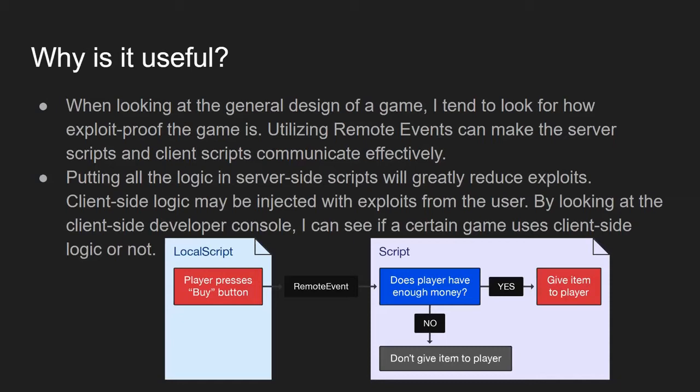We have a local script that detects a player pressing a button and sends it through a remote event. It enters through the script, and the script checks if the player has enough money or not. If you put the logic into the local script, an exploit might be injected into the local script, tricking it into saying, "Oh, well, the player does have enough money," and then the script automatically gives the player the item because it trusts the local script. We shouldn't do that because exploiters exist, and so we always put replicated logic into the server script.